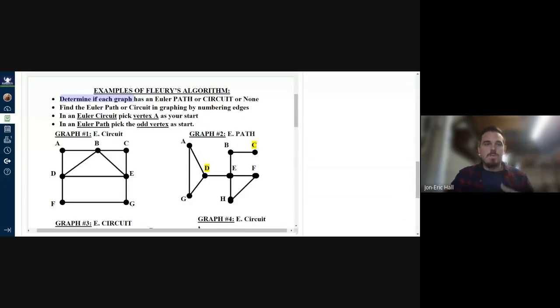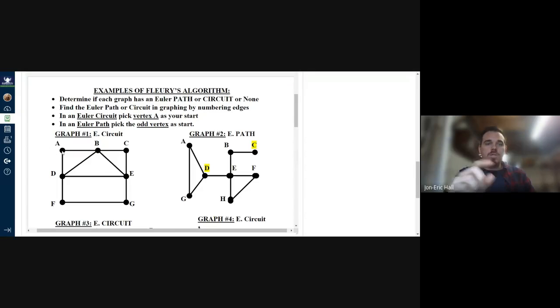In a Euler circuit, pick vertex A for your start. In the Euler path, just pick the odd one. So wherever vertex A is, if it's a circuit, start there. And if it's a path, just find one of the vertices that's odd and start there. So for graph number 1, this is a Euler circuit.